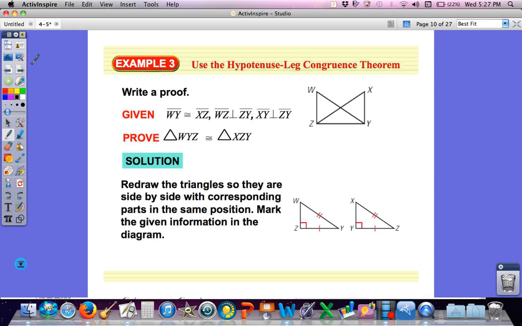So let's use this concept to form a proof. They told us that WY is congruent to XZ. And they told me that WZ is perpendicular to ZY. So that's going to be a 90-degree angle, and this is going to be a 90-degree angle. They told me that this side is congruent to this side. And since ZY is reflexive to ZY, I'm going to be able to prove this through hypotenuse leg.